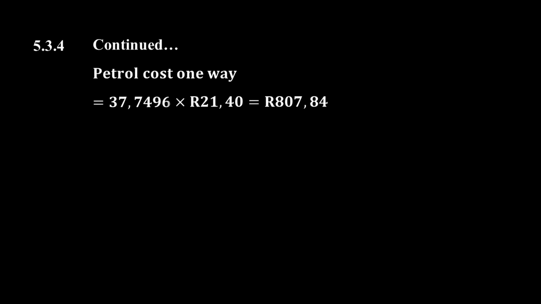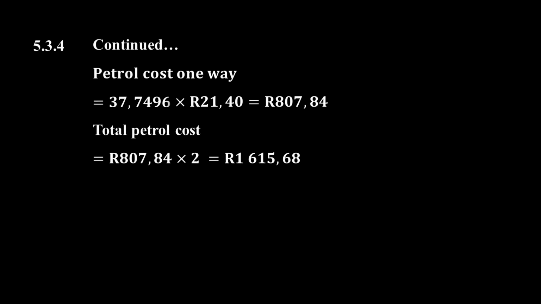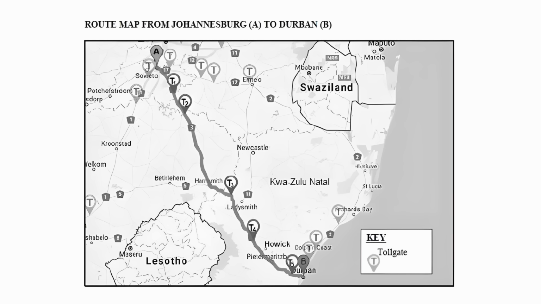Since the price of the fuel per liter was R21.40, the total cost of the petrol one way will be R21.40 multiplied by 37.7496 liters, and this equals R807.84. Since this is a round trip, meaning the group traveled to the resort and back home, the total cost to and from the resort will be R807.84 multiplied by 2, and this equals R1,615.68.